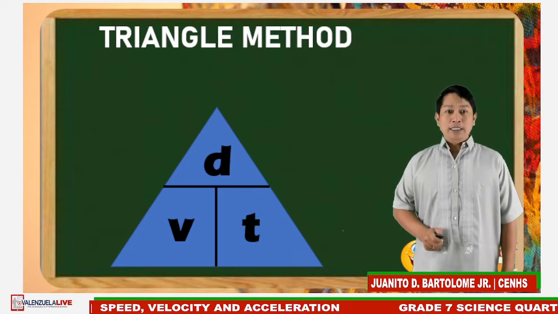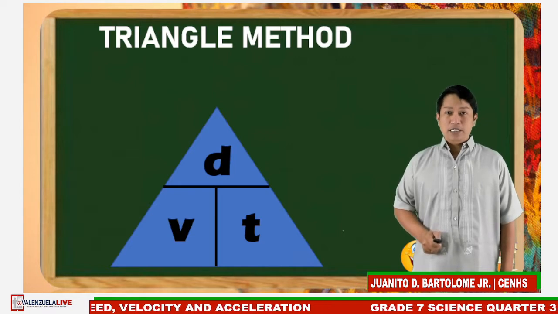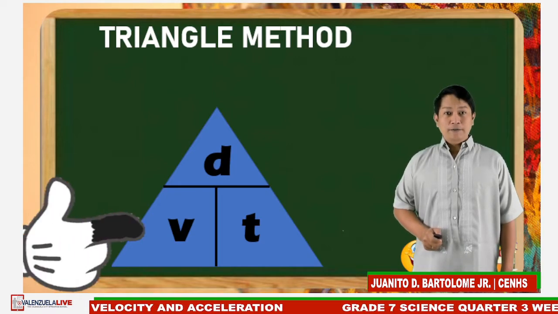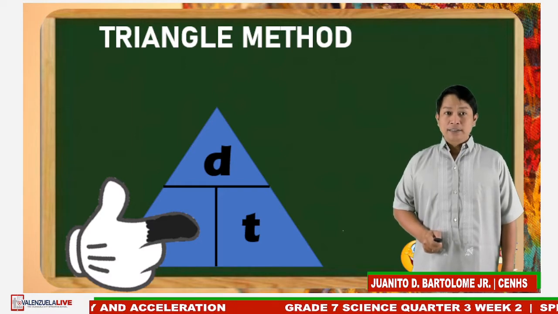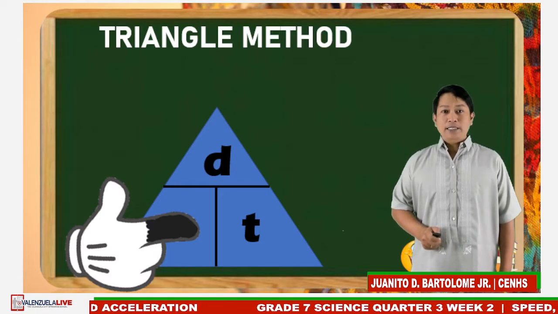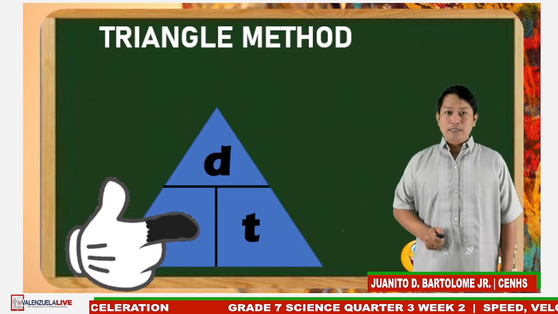Assume that the missing quantity in a problem is the velocity. Cover the velocity with your finger. Then we'll have D over T. Divide the displacement by the time to solve for velocity.